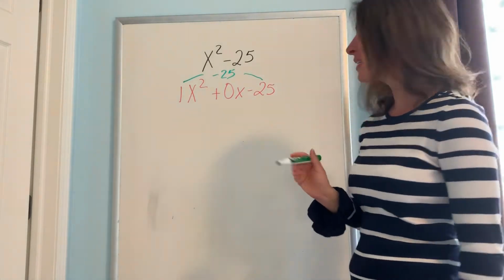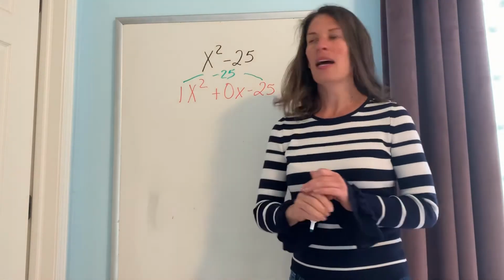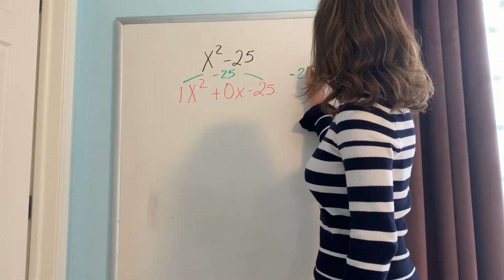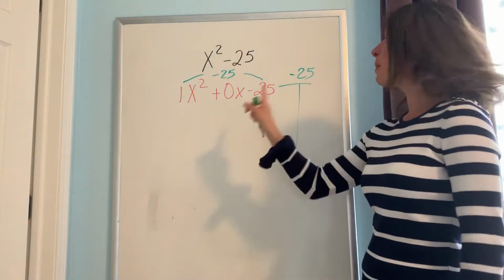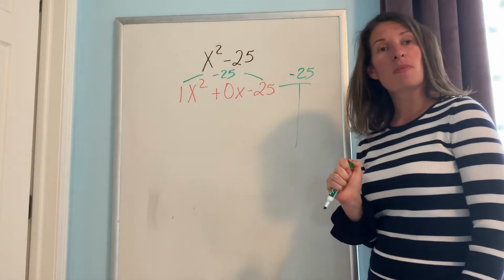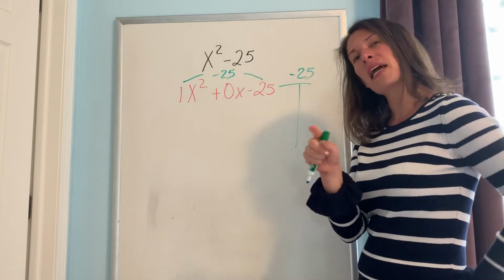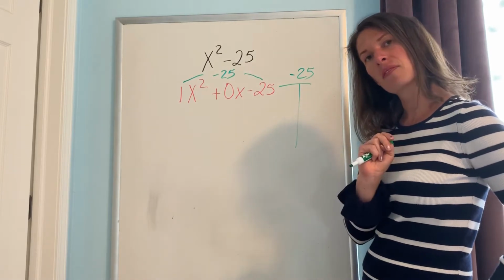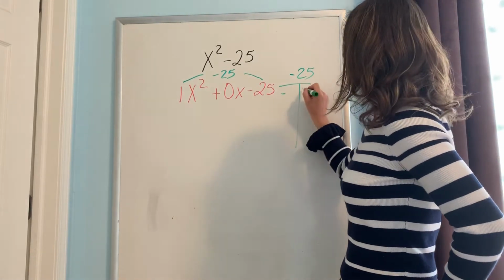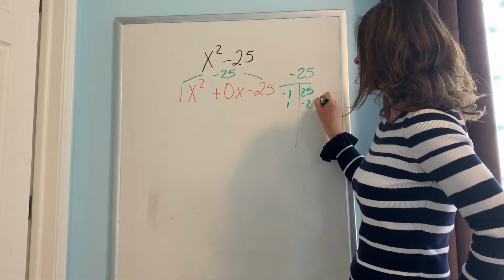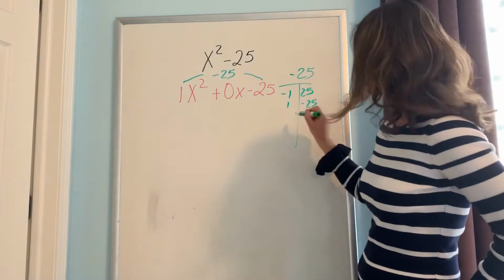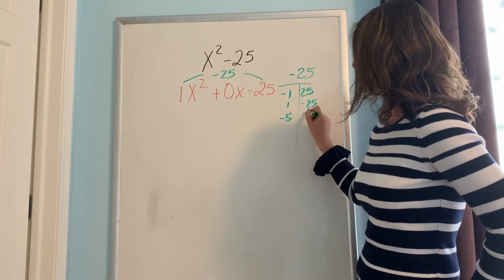All right, fantastic. Let's do this. I have negative 25. I'm looking for the numbers that multiply to negative 25. Remember, numbers that multiply to a negative number means that one has to be negative and one has to be positive. So I have a negative 1 and a positive 25, or a positive 1 and a negative 25. And the only other thing I could have is a negative 5 and a positive 5.